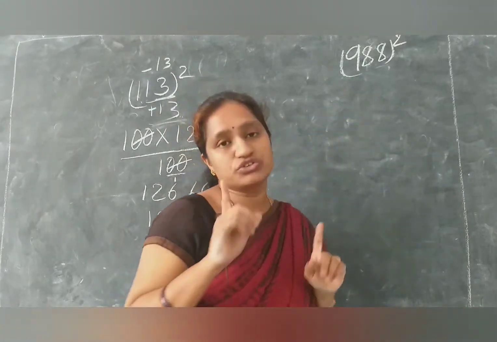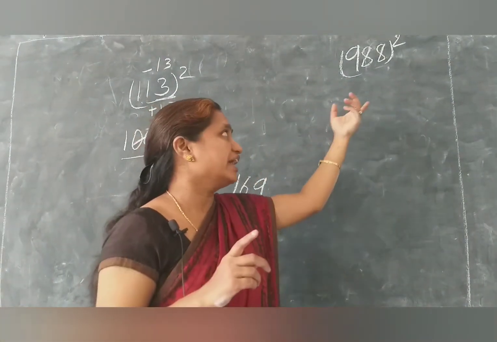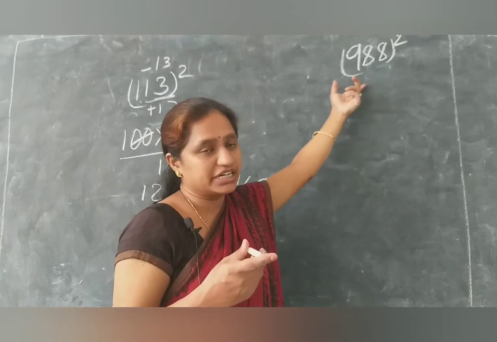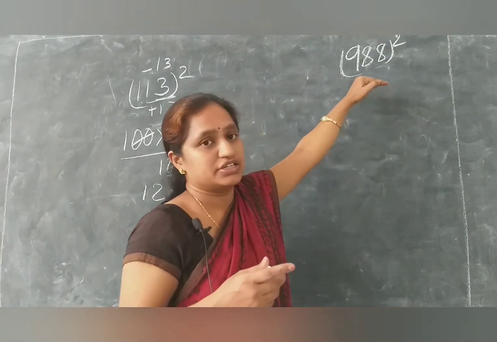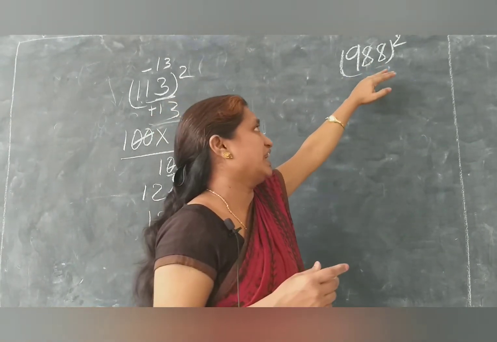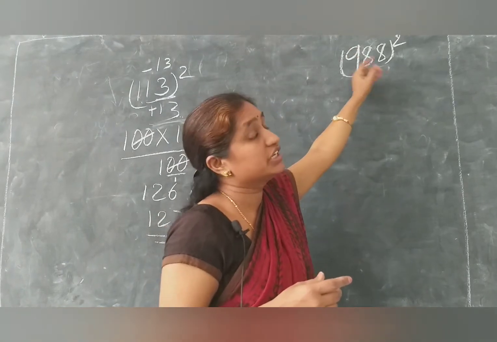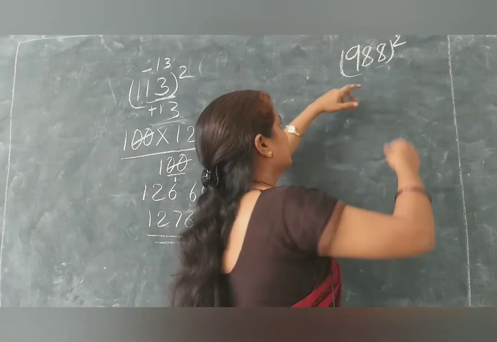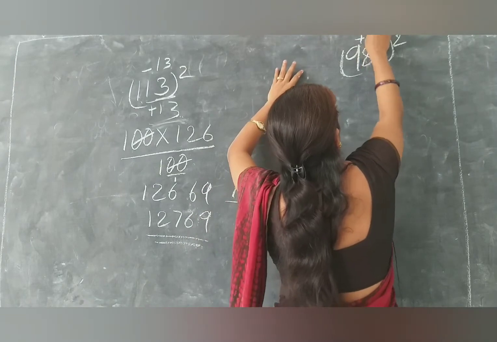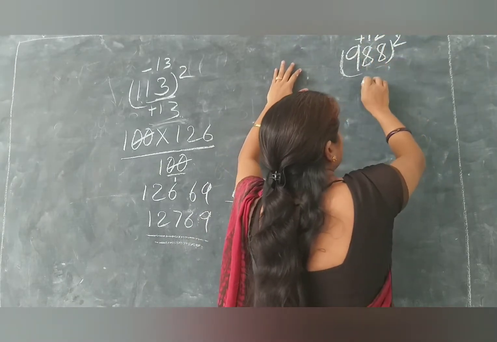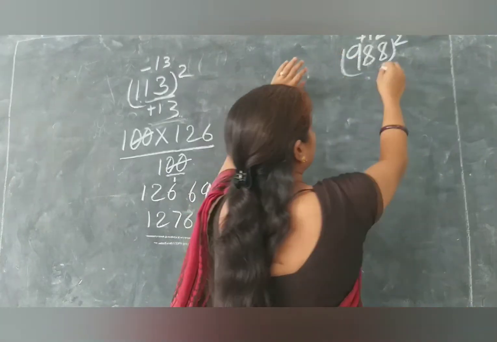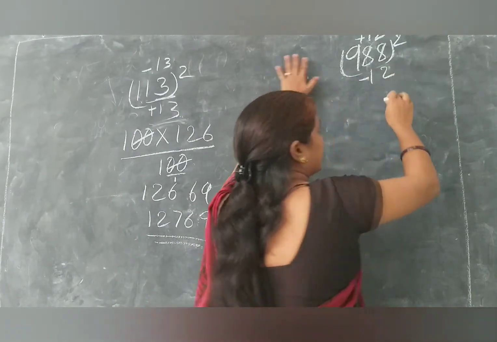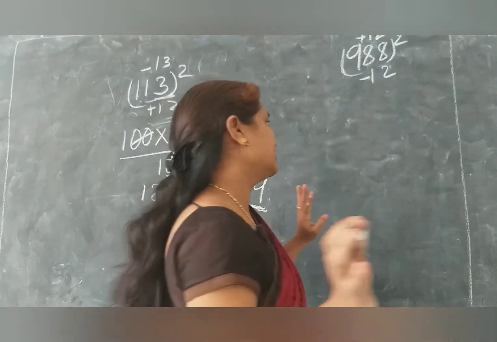So, first what should we do? We have to add or subtract any number to make it to the nearest zeros. Okay. So, if I add 12, it will go to the nearest zeros. Now, see here, I am going to add 12 here. So, it will become 1000. Now, if I am adding 12, I have to subtract it with 12 again.